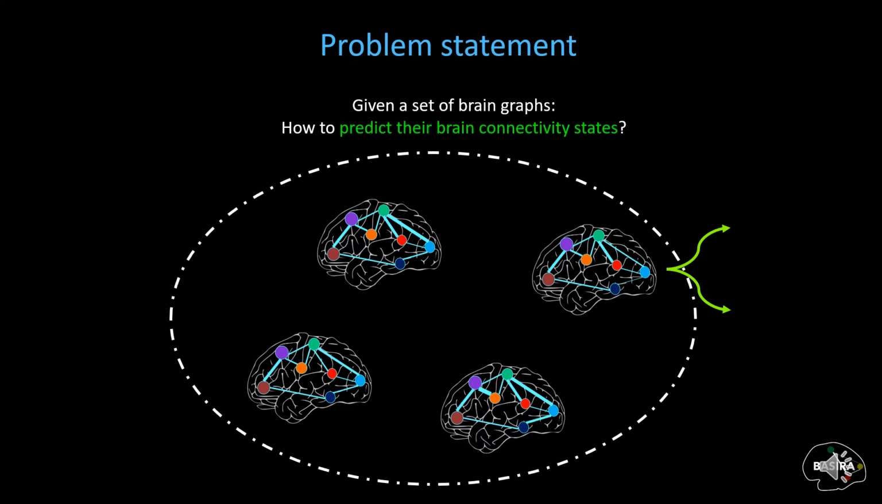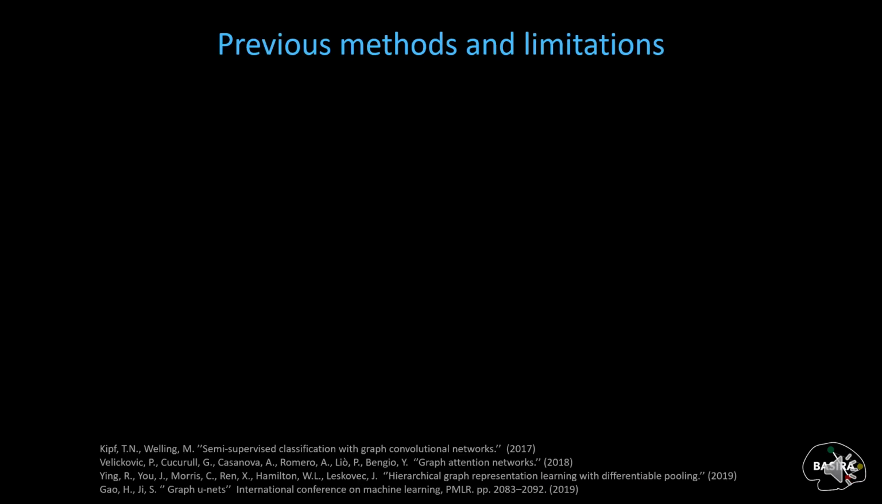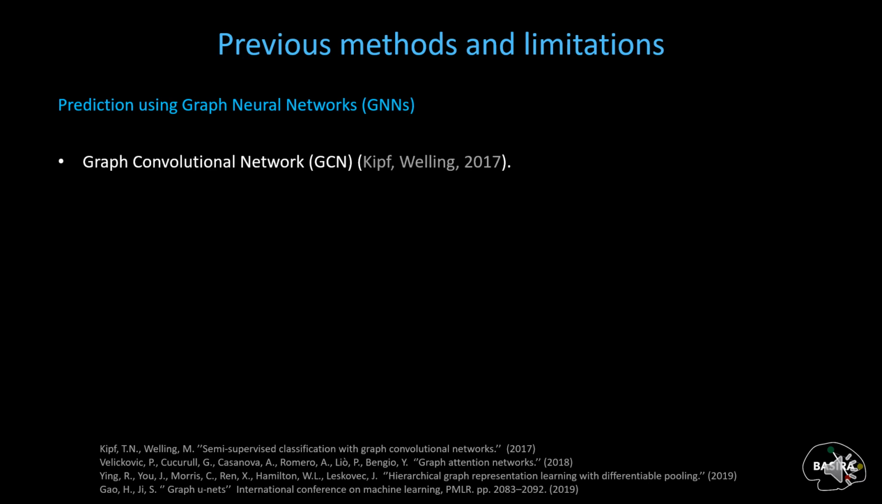Given a set of brain graphs, how to predict their brain connectivity states such as healthy or disordered? There are several studies on graph neural networks for graph classification. A study proposed graph convolutional network, GCN, which applies convolutional operations to graphs to learn a hidden layer that captures local graph structures and node features. The other one introduced graph attentional network, GAT, an attention-based architecture that generates hidden representations for each node in a graph by calculating the importance of each neighbor.